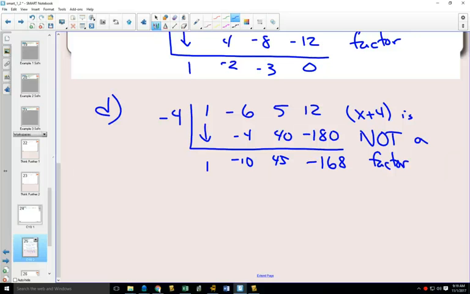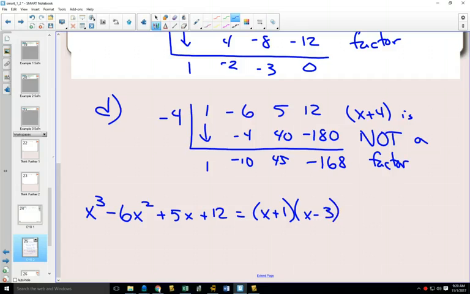But what does this mean? Why am I so excited about these things? Well, we found 3 factors. We started with x cubed minus 6x squared plus 5x plus 12. By saying that we found 3 factors, we know that this is equal to, well, one of the factors was x plus 1. Our second factor was x minus 3. Our third factor was x minus 4.